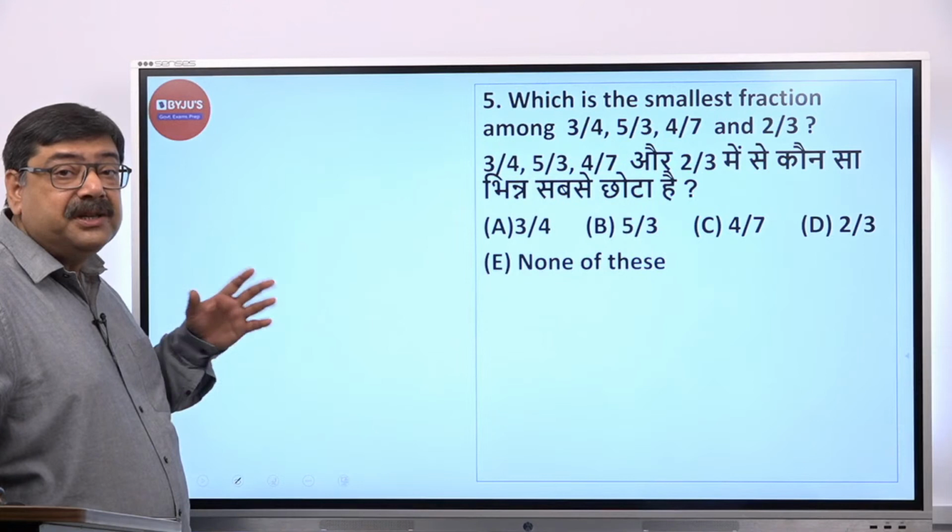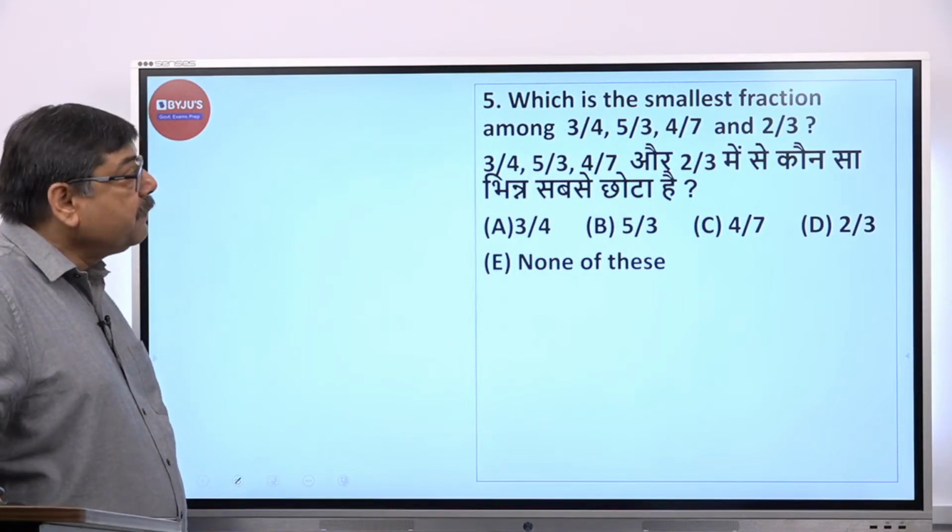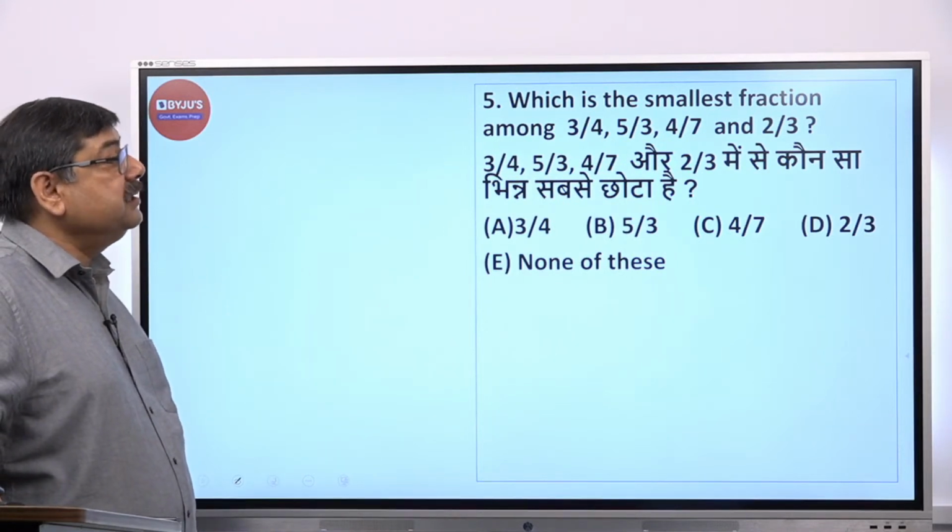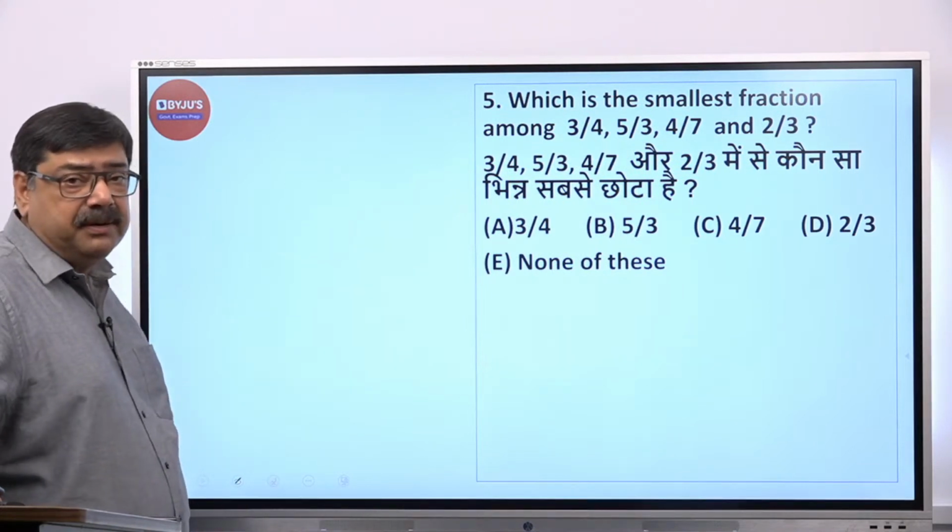Now talking about fractions, how you compare them. Which is the smallest fraction among 3 by 4, 5 by 3, 4 by 7, 2 by 3? 10 seconds, please, hurry up.